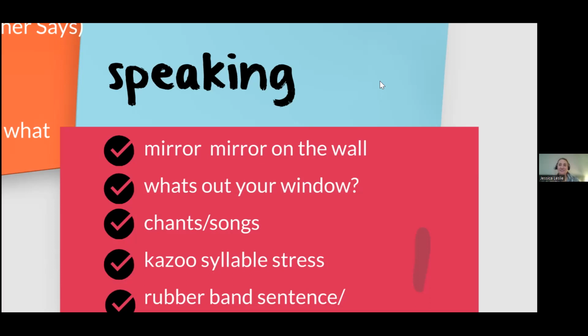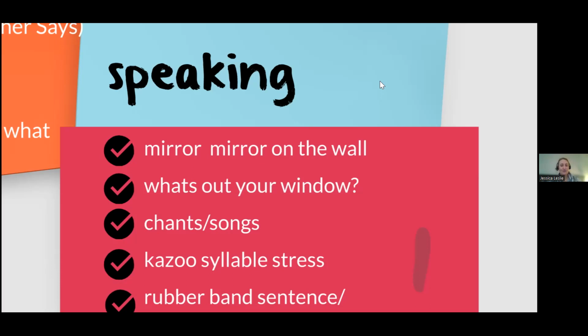Especially for sentence stress, because they can't say the words. They just have to make the sound and make the stress in the right place. Right? Or if you're doing, for example, questions, how our questions go up at the end. So you can use kazoos if you can find them. I throw it in there just for silliness.